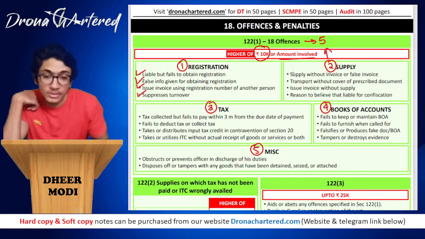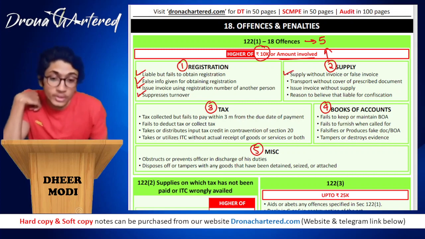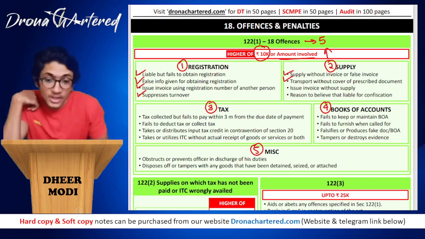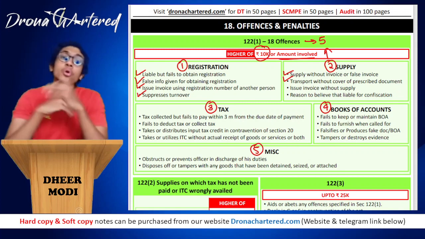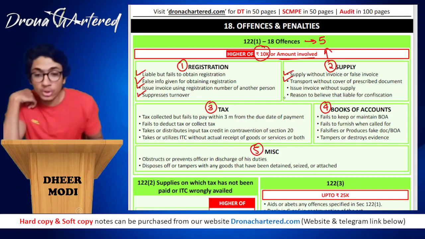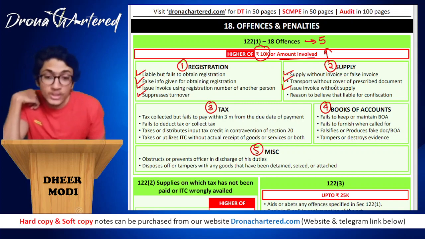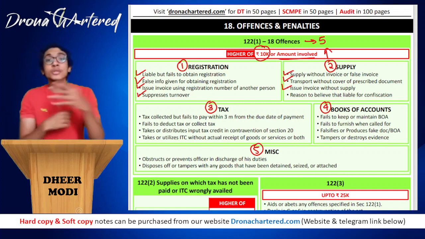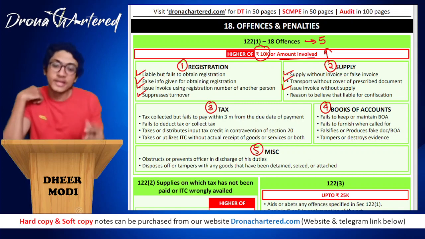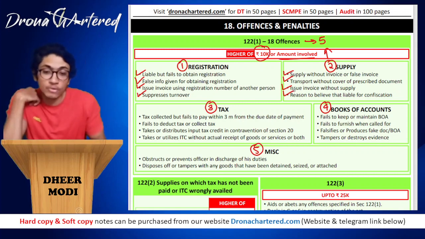Next is with regards to supply. So supply without invoice or any false invoice. Transport without cover of prescribed documents. So you also need your required documents to transport your goods. Next is issue invoice without actual supply. You are just issuing an invoice, there is no actual supply taking place. So you are issuing a fictitious invoice.